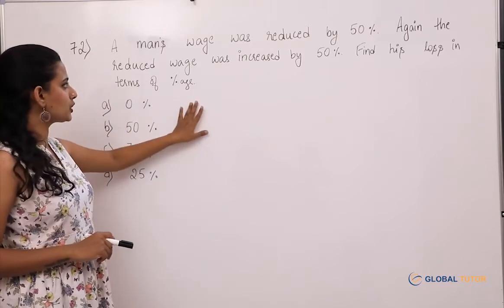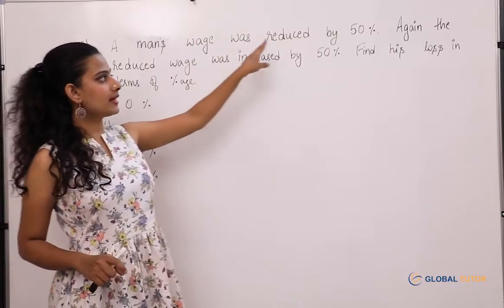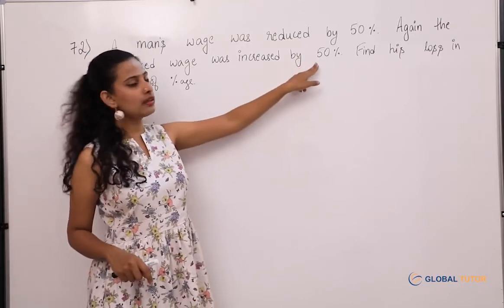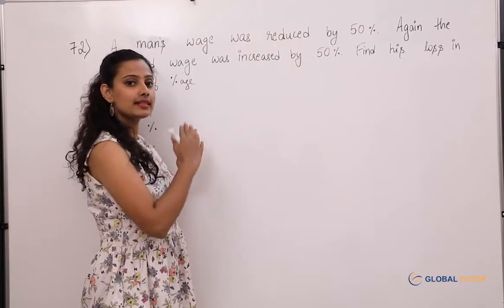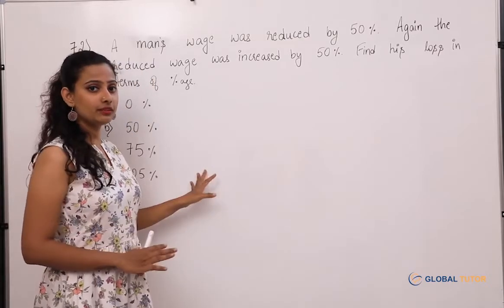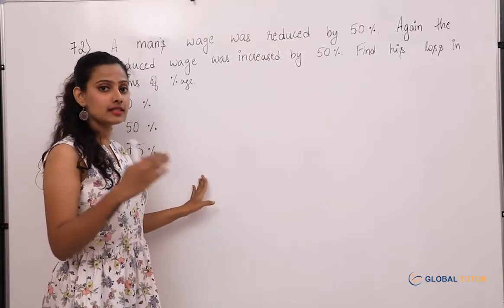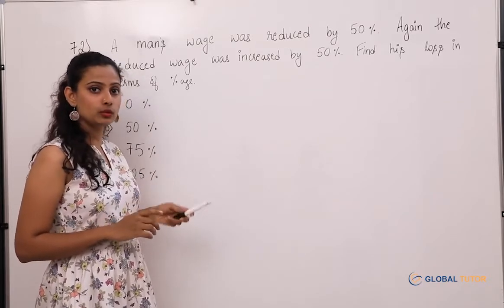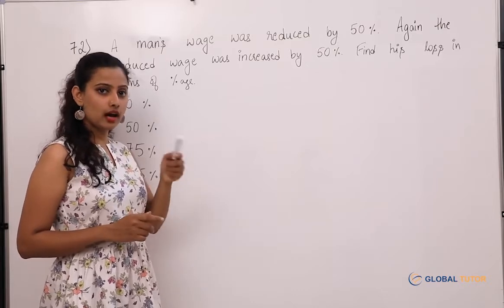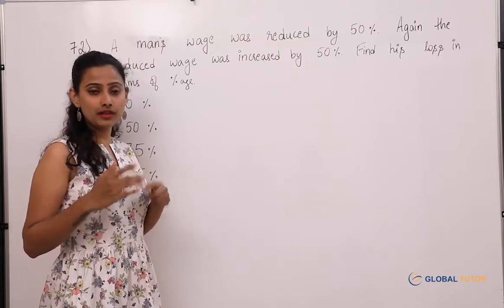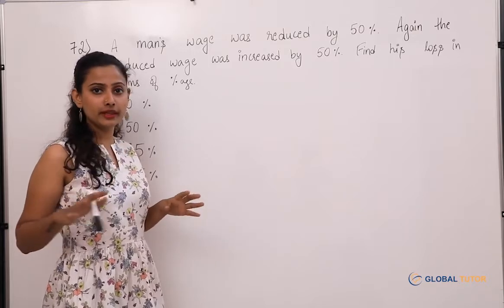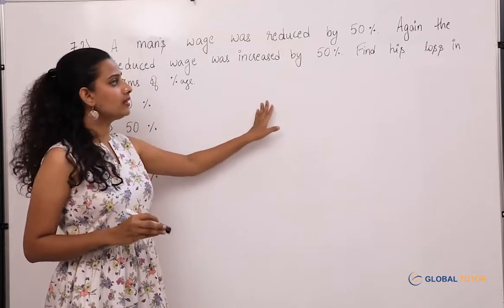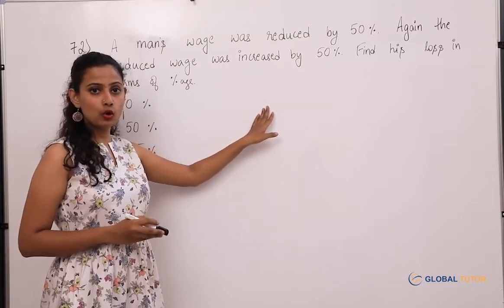If you observe in the question, this man's salary was reduced by 50% and next it was increased by 50%, which means it's a successive change. Whenever we have a question like this where there is successive change, what do we do? Final value is equal to initial value into 1 plus R1 by 100 into 1 plus R2 by 100 into 1 plus R3 by 100, and so on. However many successive changes you have, so many R1, R2, R3, it will go on.